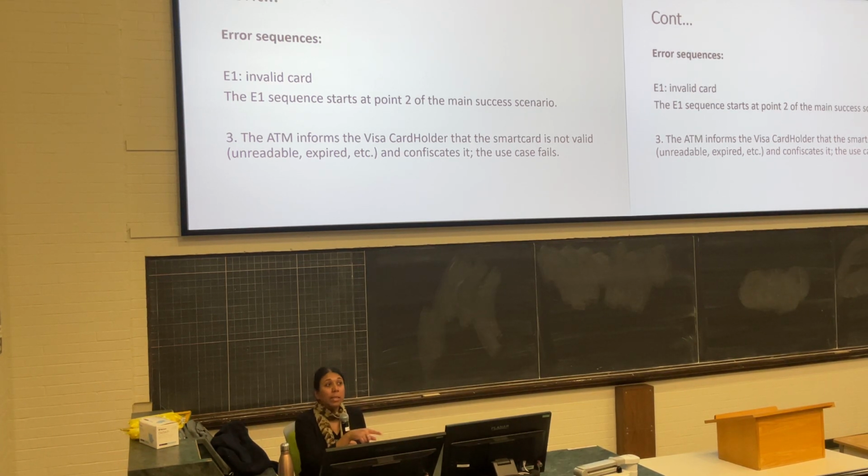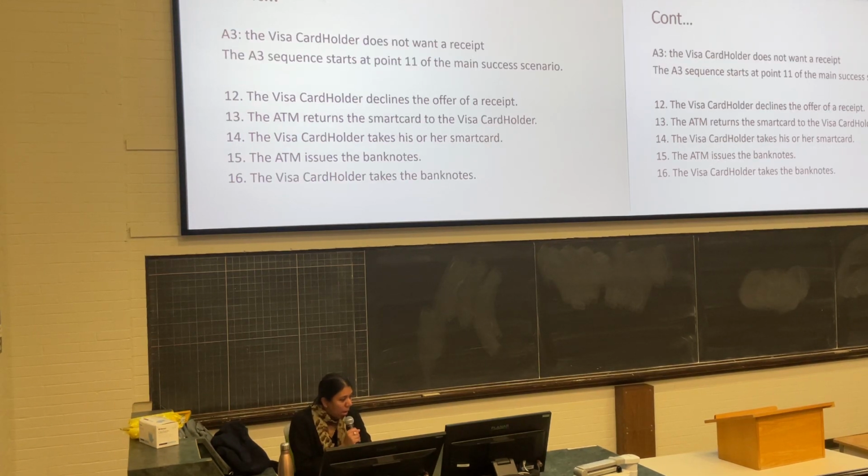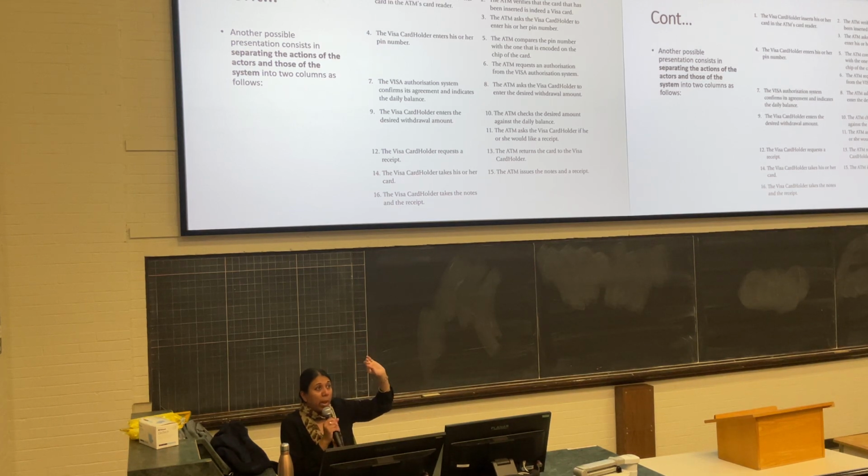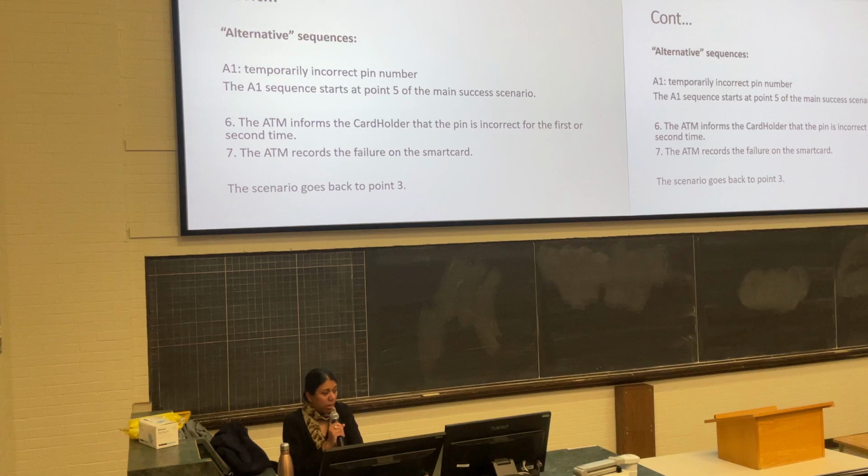Now, before you tell me that's not what happens, confiscating it or not confiscating it, this is not something that you and I made up. It's what the customer wanted. So if the customer says that if the smart card is not valid, the ATM should confiscate it, you have no say in that. This is basically how you should implement the system. And normally, when you have an error sequence, the use case fails. You can't go any further, meaning you are at point 2. After point 2, when the card is verified, you don't even get to step 16 because the whole scenario fails.